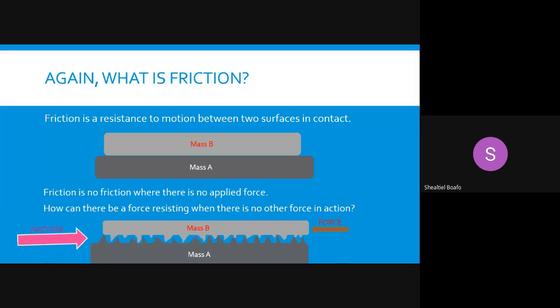Any question? This is the end. You said when there is no net force, there's no friction. Of course, it is that way: when there's no net force, there's no friction.